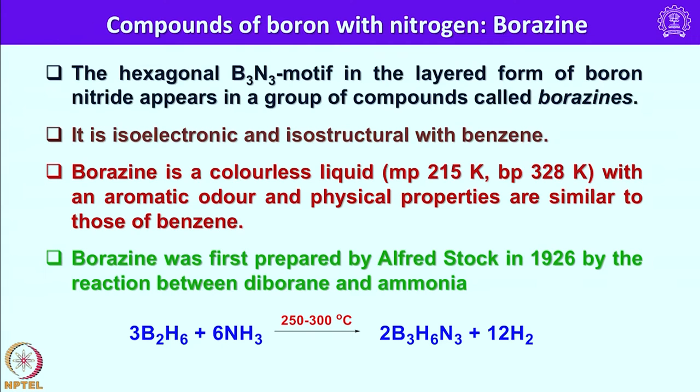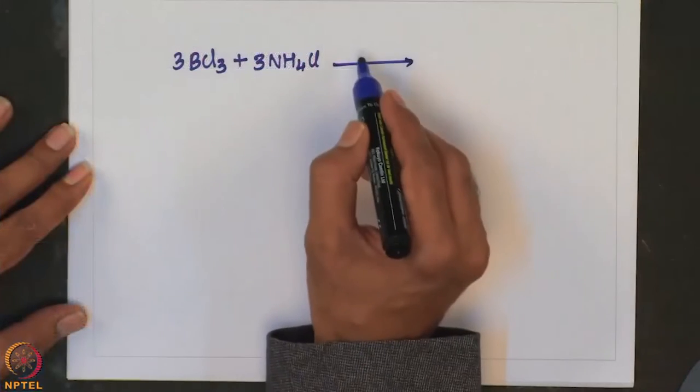In fact, borazine was first prepared by Alfred Stock in 1926 by reacting B2H6 with excess ammonia heated to a temperature of 250 to 300 degrees centigrade. You can see that equation shown here: 3B2H6 plus 6NH3 gives 2B3H6N3 plus 12H2. One can also prepare it using other methods. For example, BCl3 treated with ammonium chloride at 693 degrees centigrade using chlorobenzene as a solvent.